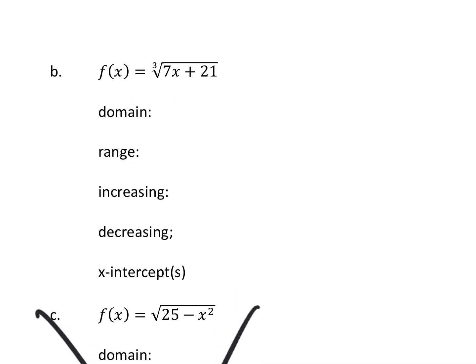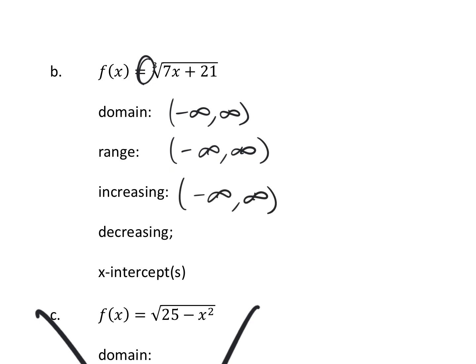I've got a cube root function. Does domain have a restriction with a cube root function? No. So my domain is just negative infinity to infinity. Okay, what about my range? Same thing. What do we think? Is this increasing or decreasing? It would be increasing, right? There's no negative in front of here, right? So it didn't flip it or anything. So it is increasing on that entire interval.